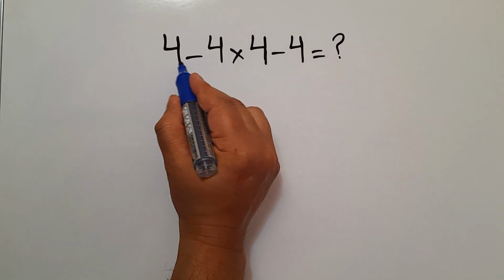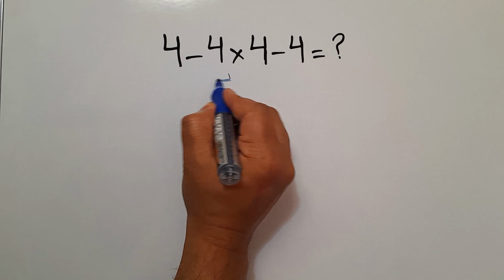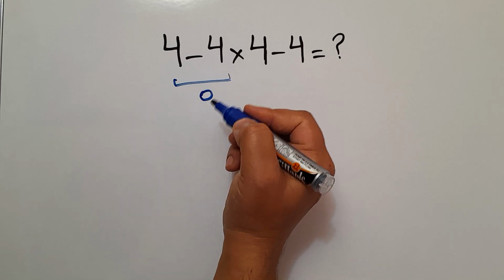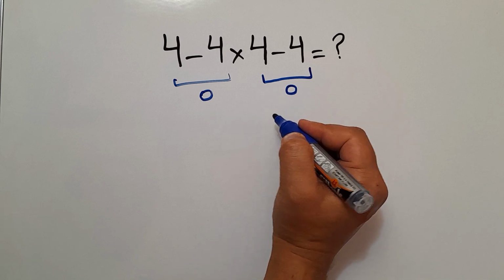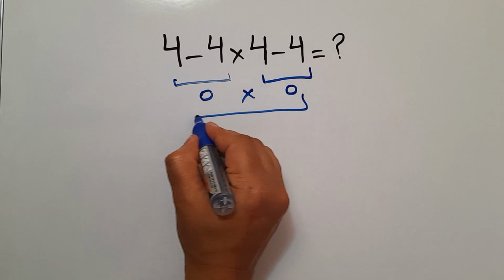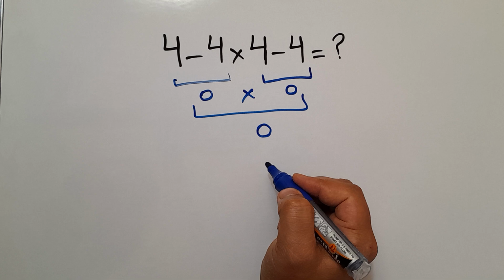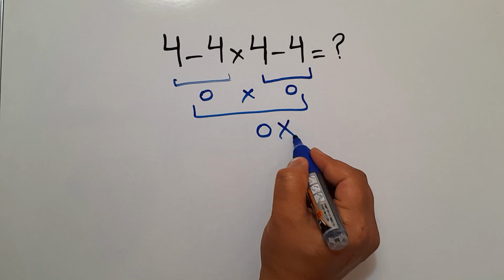We have here 4 minus 4, which equals 0, and 4 minus 4 equals 0. 0 times 0 equals 0. But this answer is not correct.